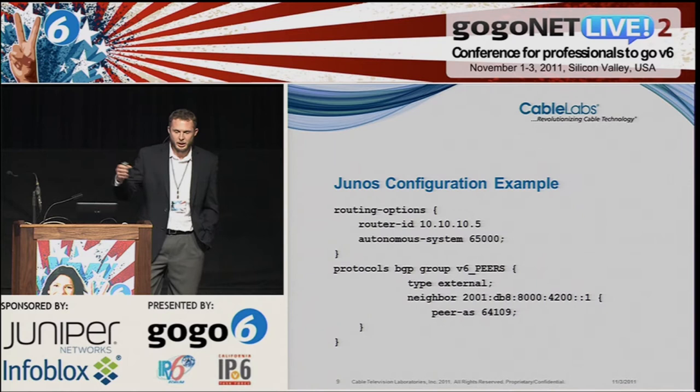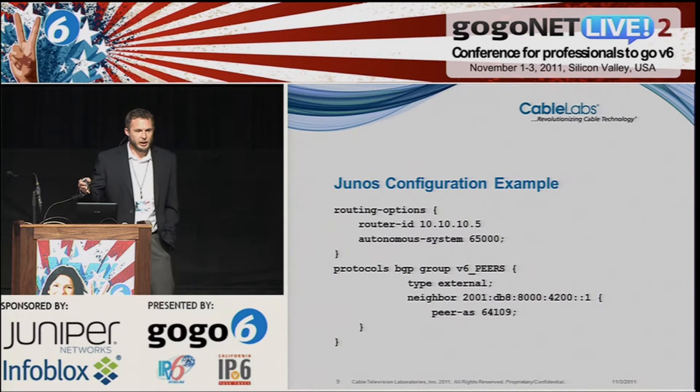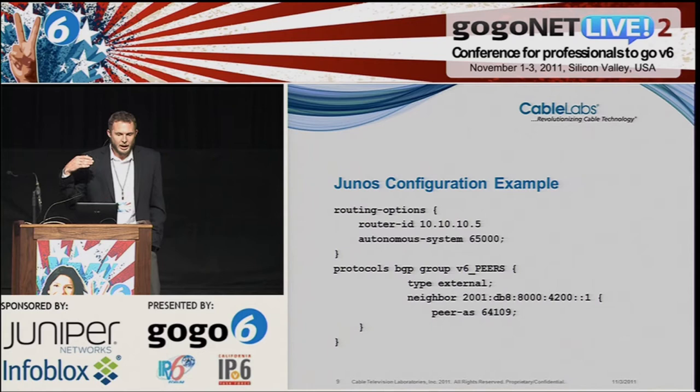And now you can just add a group for V6 peers. And again, it keeps it really distinct, it keeps it separate. You can have separate import and export policies. Everything else can be completely distinct. Even if you're connecting with the same peers on the same routers, you can have this separate setup that keeps that operational clarity. Here's an iOS config example.